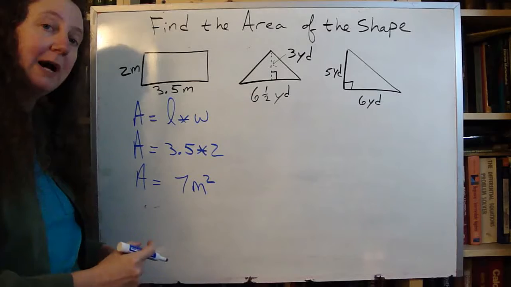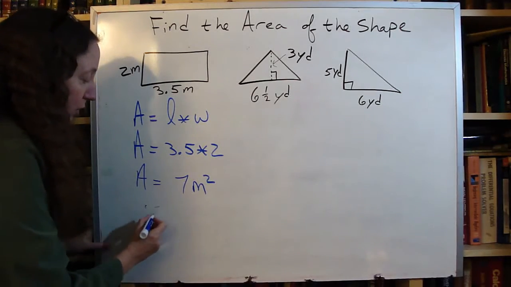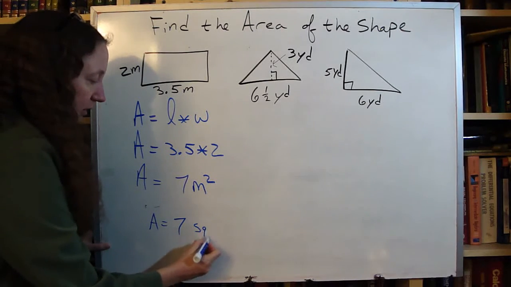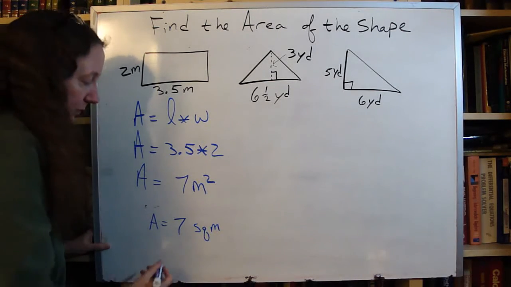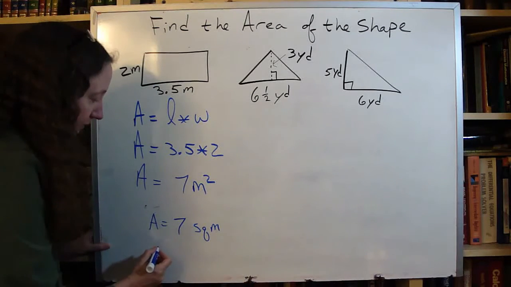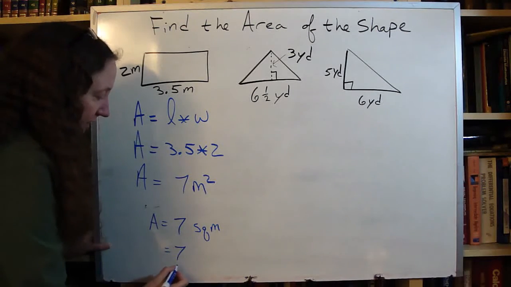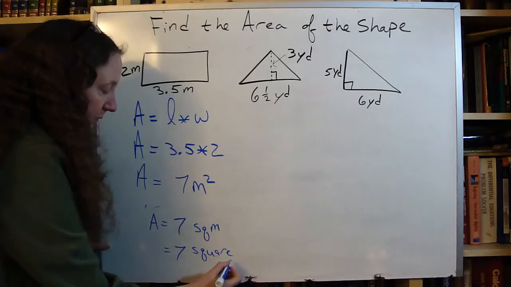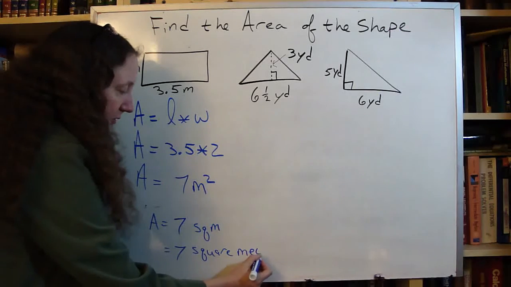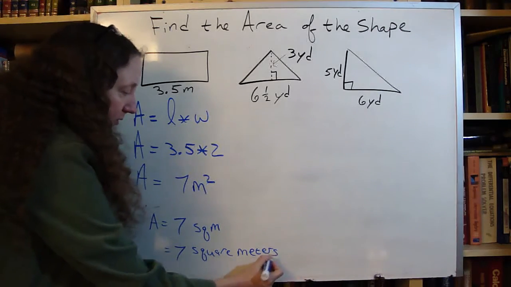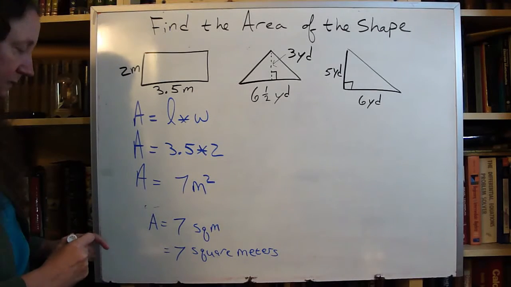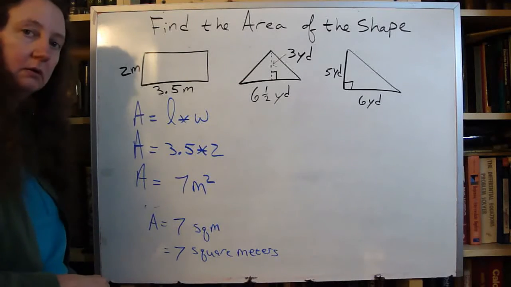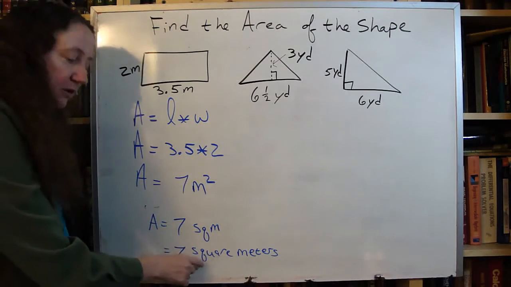There are other ways of writing this, though. I could also write this as area equals 7 square meters, or spell it all the way out, 7 square meters. Whichever way you write this, that's okay. They all mean the same thing.